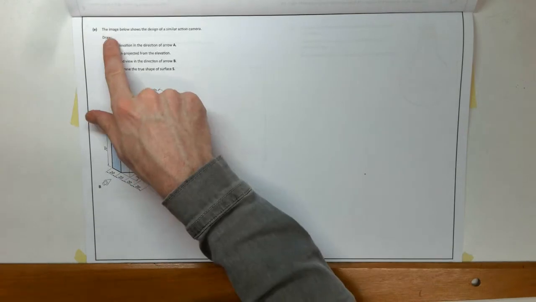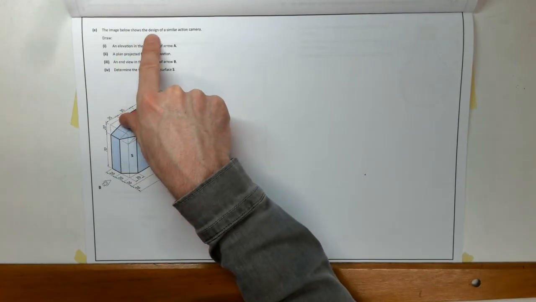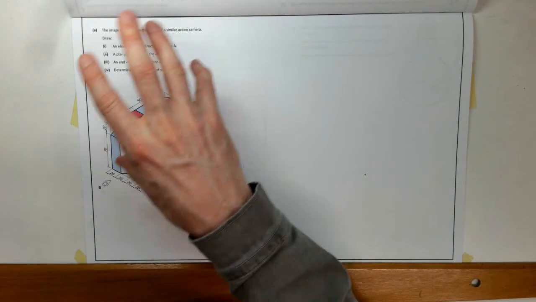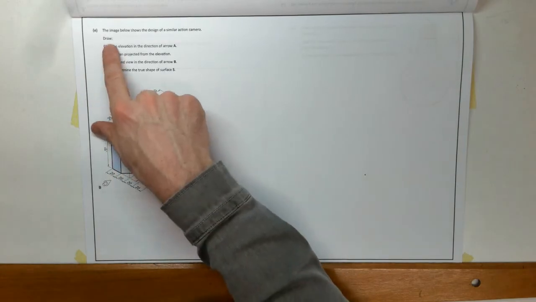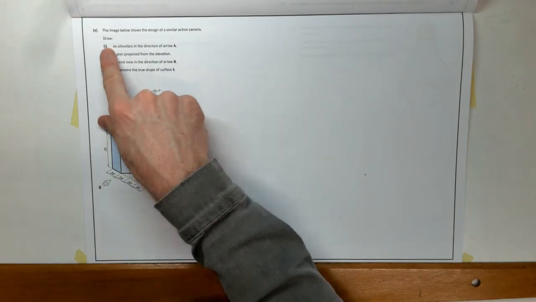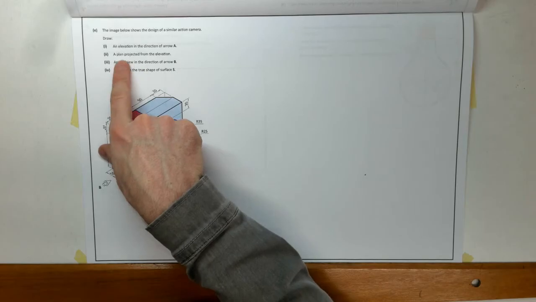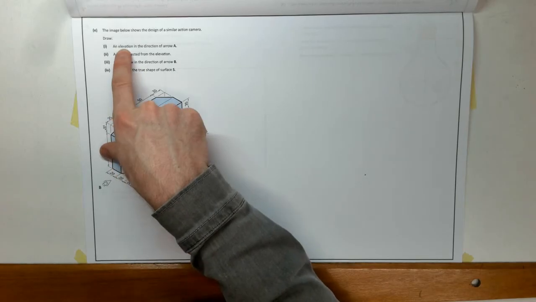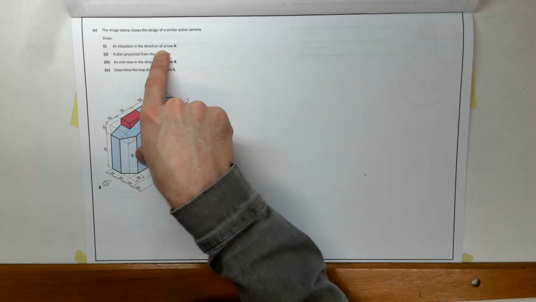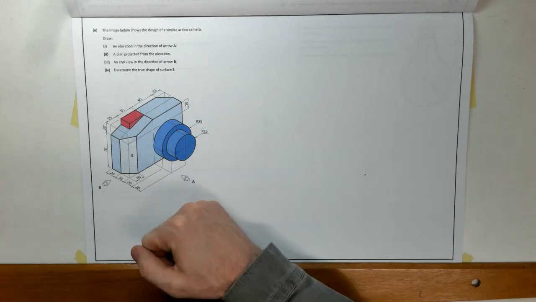In this question, they have the image below shows the design of a similar action camera. So here's our action camera again. Draw part 1. So we always go in the steps they provide. Okay, don't start on plan if they give us the elevation first. So part 1, an elevation in the direction of arrow A.